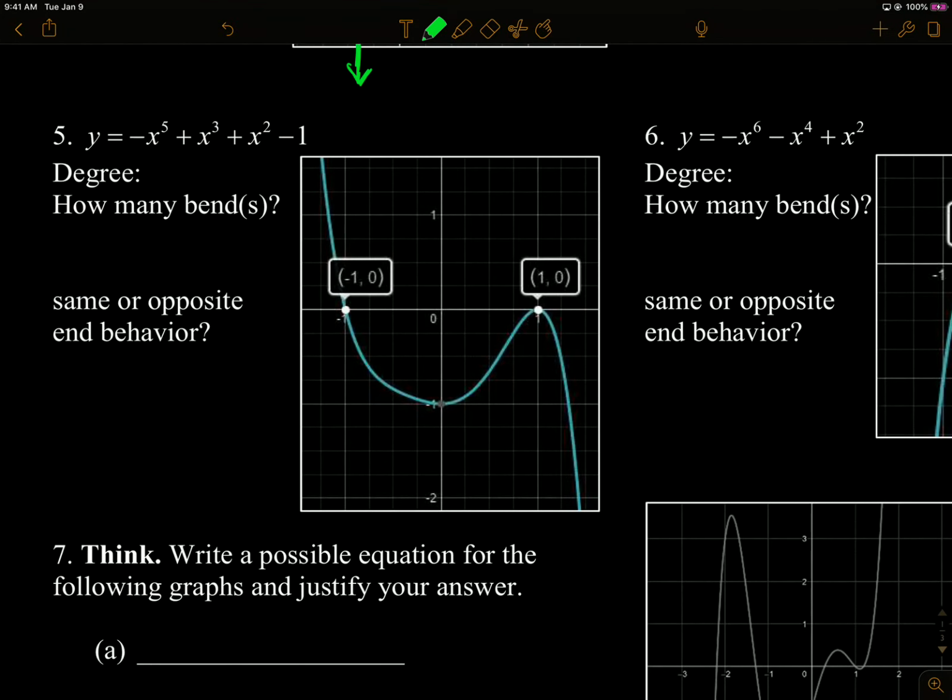Here's a degree 5. That's a quintic. By name, it's going to have at most 4 bends. It's got end behavior. On the left side, it's going up. On the right side, it's going down. So it's got opposite end behavior.